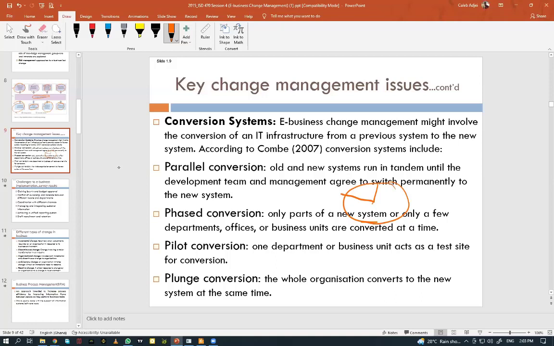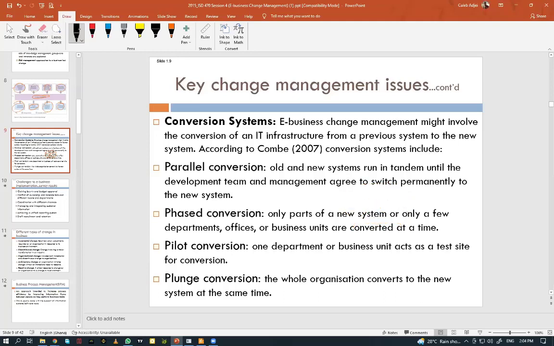We have different units. So what we do is that we first of all introduce it to the first unit, the accounts department. Later on, we add the HR department to it. Later on, we add the manufacturing department. Then we add the sales department. Then we add, let's say, the procurement department. So before you realize, we introduce every department to the new system on a phased basis. So we put everybody on it gradually until everybody comes onto the new system. So we call it the phased-based conversion.